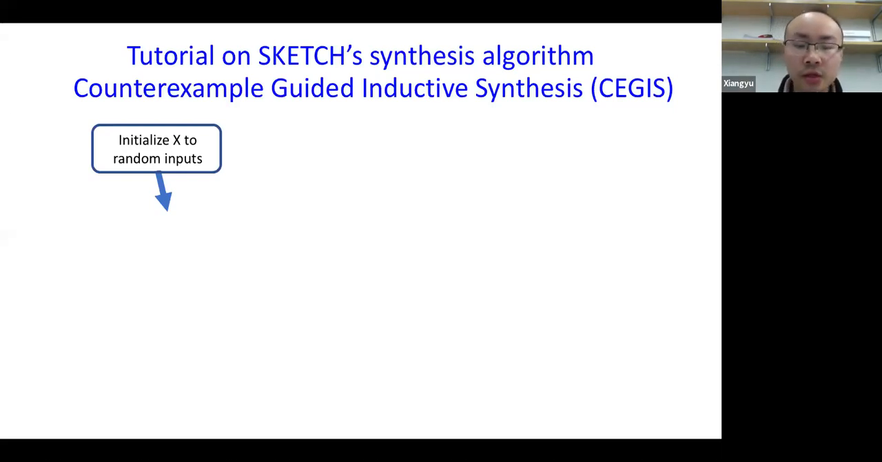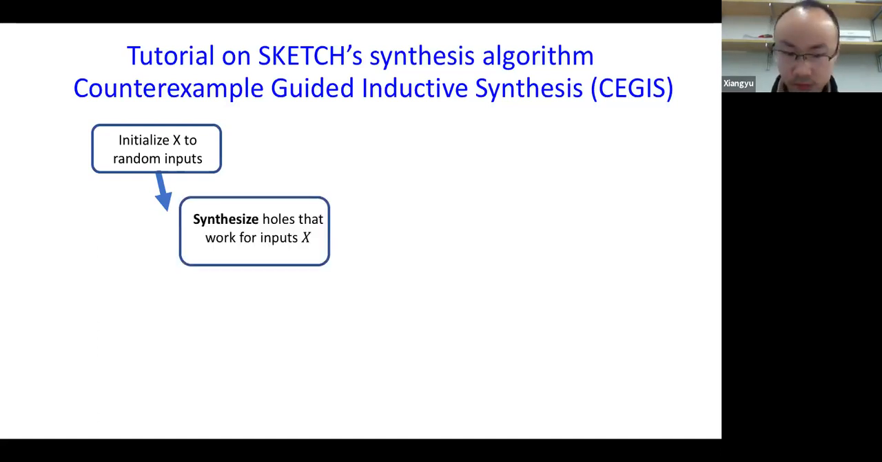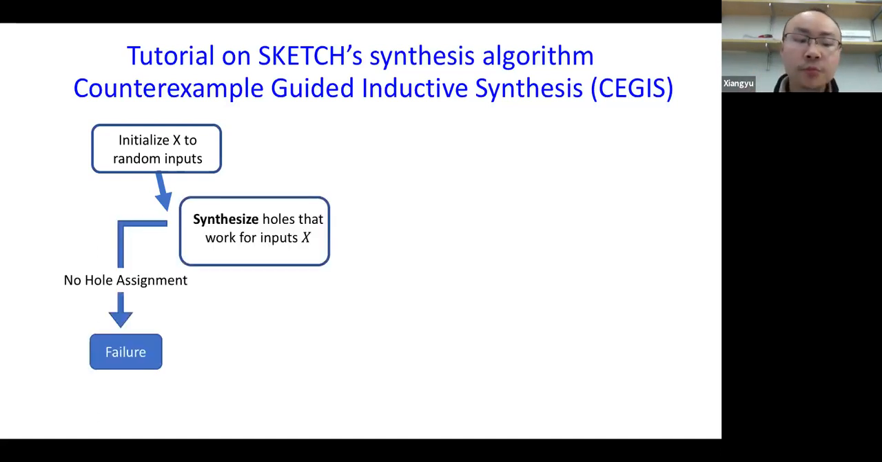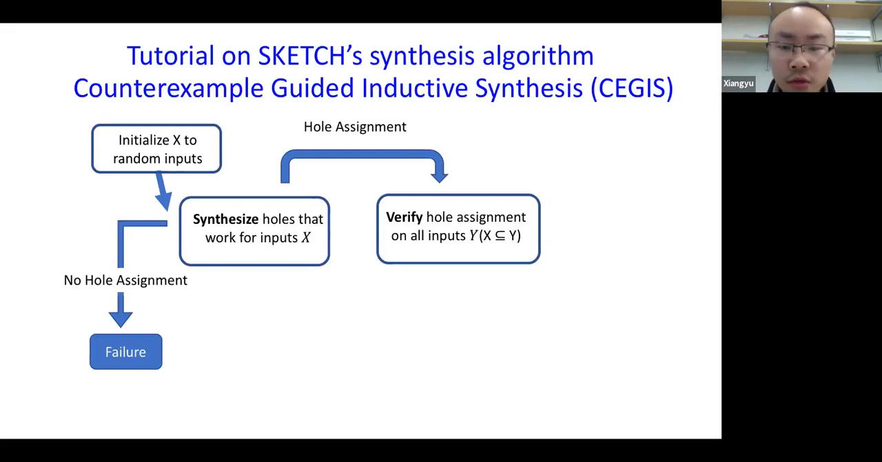The synthesis phase will try to solve the hole value assignment to satisfy the partial inputs, and the verification phase will verify the hole value assignments on all inputs, which is specified by programmers. For example, we can set the input range to 5-bit. In the beginning, Sketch will randomly choose a subset of all inputs to do the synthesis. If it fails, it means there should be no feasible solution because we cannot find a feasible solution even for the subset, let alone for all the input space. If it succeeds, it will continue to the verification phase to test more inputs.